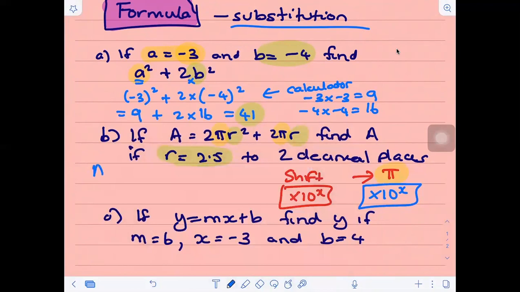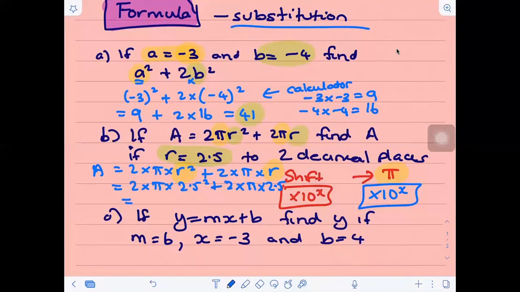Okay, so first thing you need to do when you substitute is make sure that you put all the times signs in. And then in place of the R, we are just going to put its value. So its value here is 2.5. So you go 2.5 squared, 2 times pi times 2.5. And then you just reach for your calculator. So you go 2 times shift pi times 2.5 squared plus 2 times shift pi times 2.5, and you end up with 54.97787.